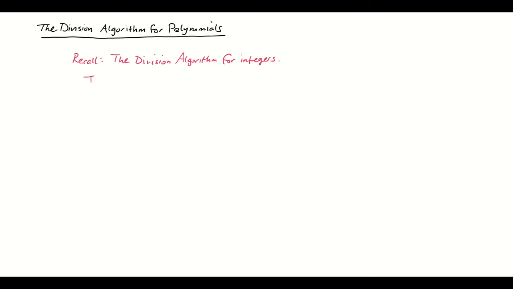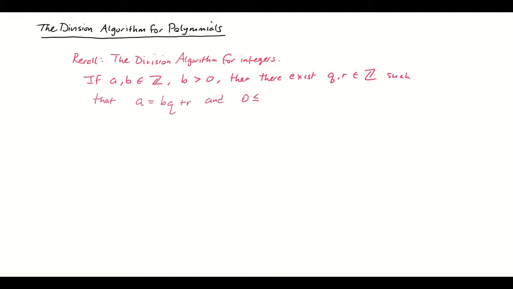That's a theorem that states that if a and b are integers, and b is greater than 0, then there exist integers q and r such that a is equal to bq plus r, and 0 is less than or equal to r is less than b, the number being divided by. And these integers q and r are unique to a and b.